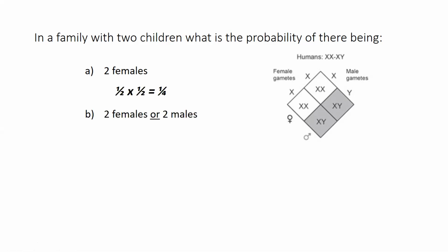Okay, so now we're going to look at 2 females or 2 males. In this case, you would add them because you're having an either-or situation. So for 2 females, it's 1/4. Same thing for males, it's 1/4. But when you're looking at either of them, you end up with half, right?